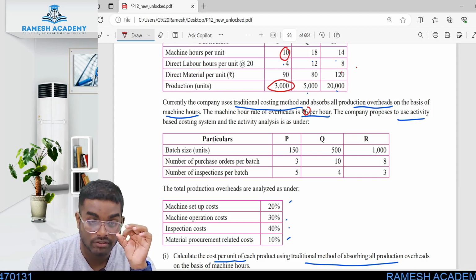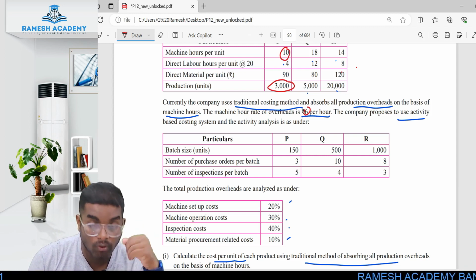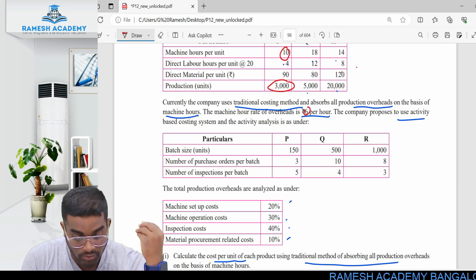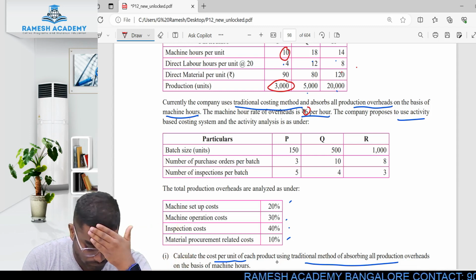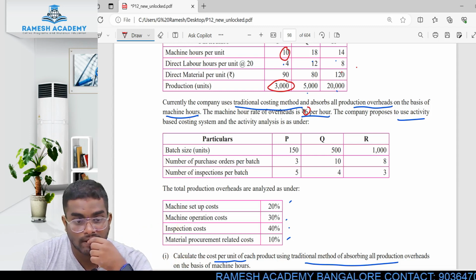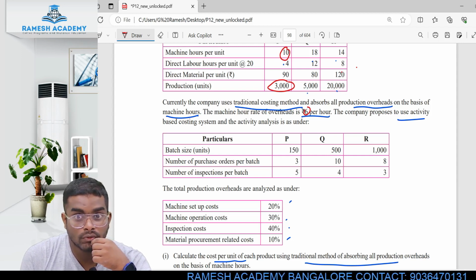Then we have to find the cost driver. So what would be the cost driver for machine setup, what would be the cost driver for machine operation, everything they are given here. So please try to solve. I'll give 2 minutes. So just analyze the question, then we'll solve it off.